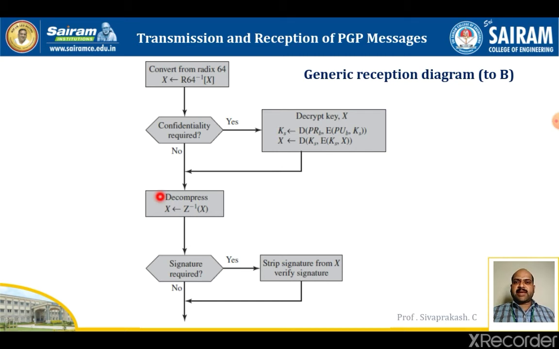If the message is signed, the recipient recovers the transmitted hash code and compares it to its own calculation of the hash code. Otherwise, the decompressed data will be taken over straight away. This is a generic reception diagram which is present in the email compatibility.